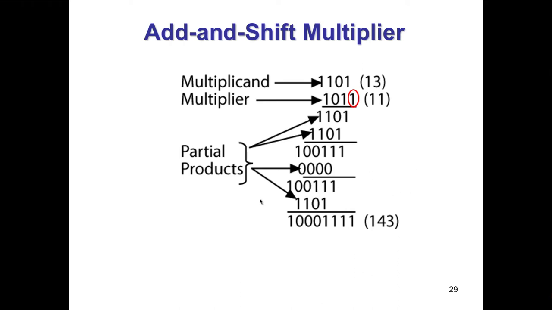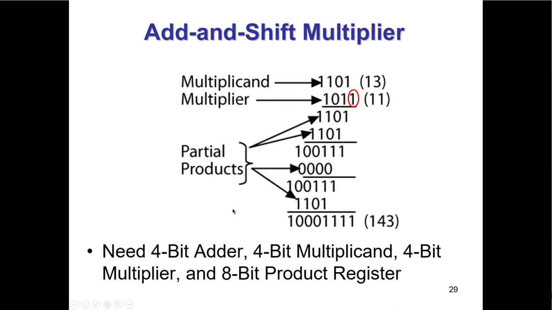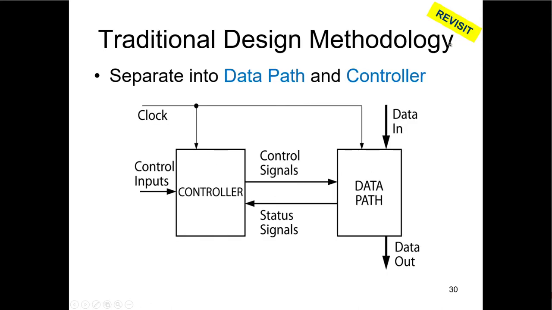Now, so we'll go through this pretty quickly. We need a 4-bit adder, a 4-bit multiplicand, a 4-bit multiplier, and an 8-bit product register. Okay, so we normally separate our data path and our controller path. So our data path here is our addends, or our multiplier, multiplicand, and a product, and obviously our partial products. And here are the control signals. The control signals look at the multiplier digit and decide whether you're going to add and shift or just shift.